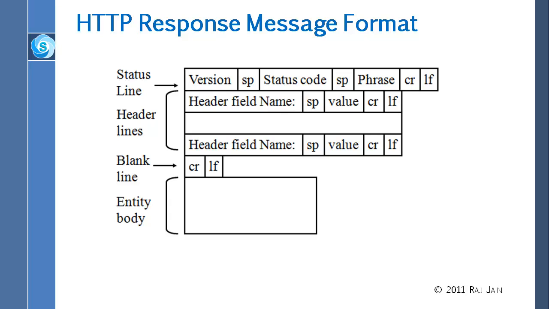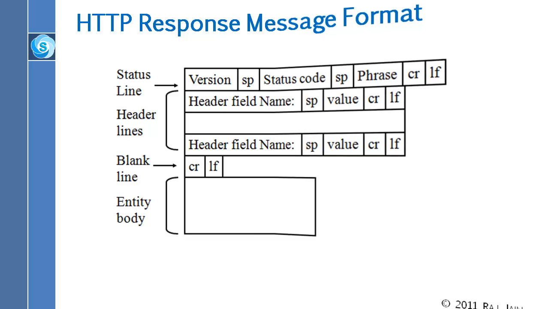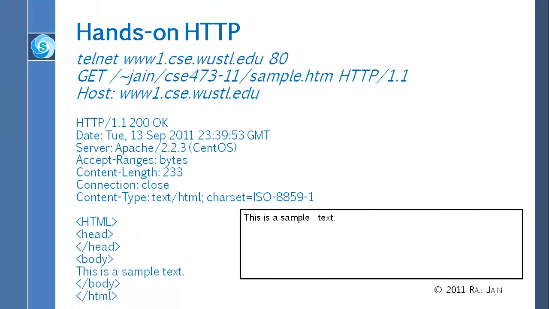Now you can do it on your computer. When you go home, you can try this out. And I did this yesterday, so you can see right here, 13th September. You can sit down on the computer and say telnet www1.cse.boostel.edu port 80. So what you are saying is that I want to connect to this computer on port 80. Then you can say GET /jain/sample.htm HTTP/1.1. You have to type all this.